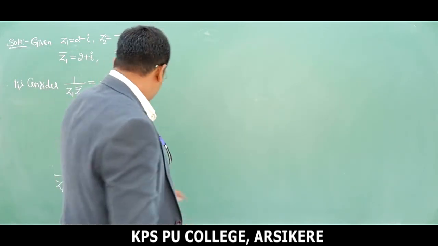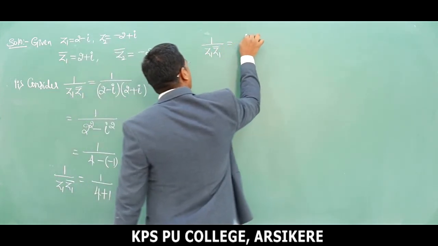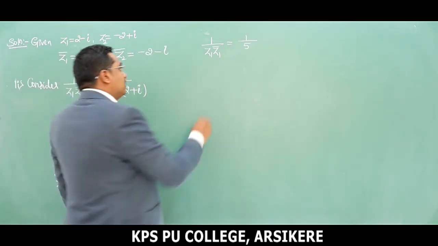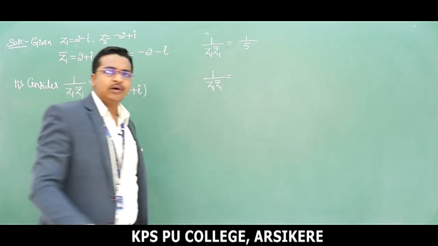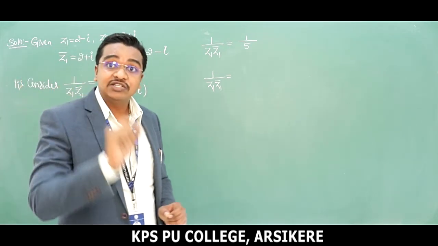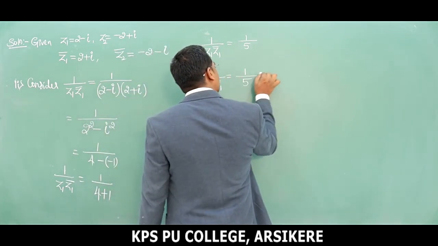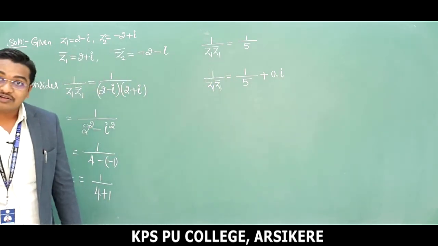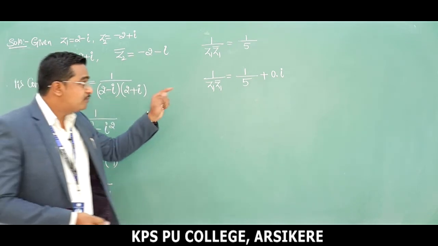Now, 1 divided by Z1 into Z1 bar is equal to 1 divided by 4 plus 1, which is 5. Clear? So 1 divided by Z1 into Z1 bar is equal to 1 divided by 5. It is a purely real number, but here we need to find the imaginary part, right? So this term can be written as 1 divided by 5 plus 0 into i. So this reduces to the general form of a complex number, right? So what is the imaginary part?